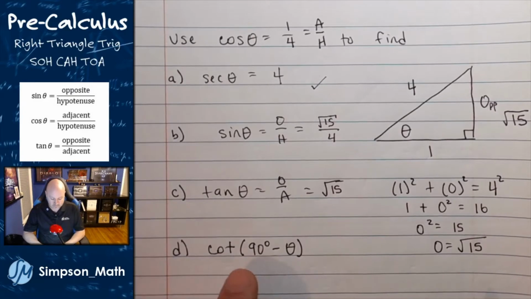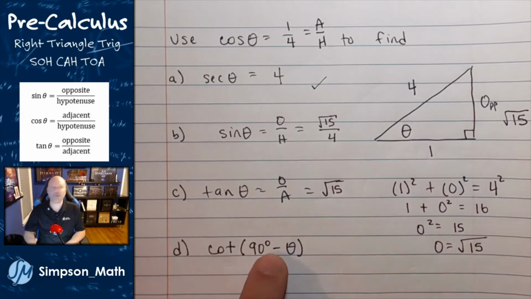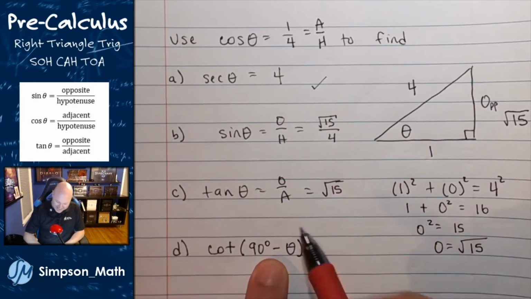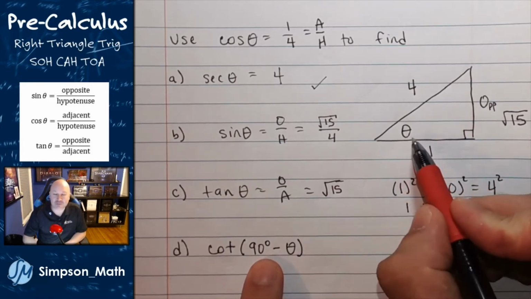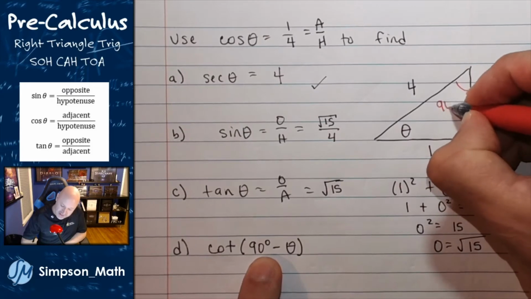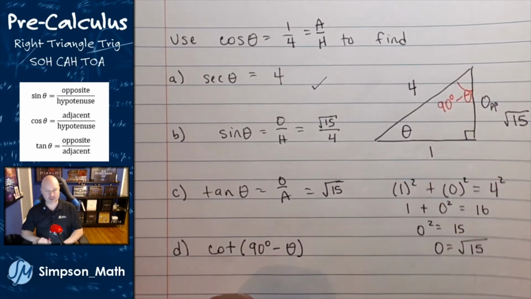Part D, cotangent of not theta. We're not talking about this angle anymore. We're talking about some other angle. Where is that angle? I don't see that angle. Oh, yeah. If this angle measures theta, then the other angle would measure 90 degrees minus theta. So we're talking about a new angle here.